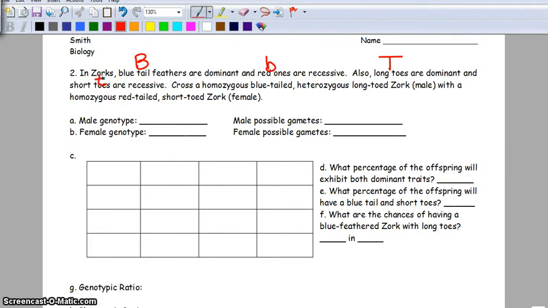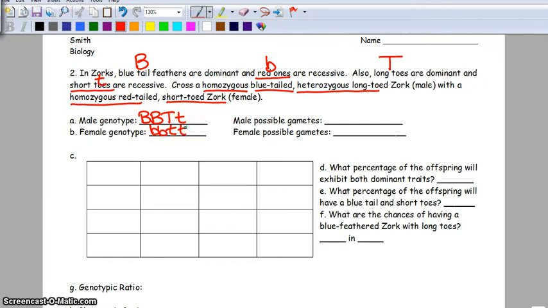All right, cross a homozygous blue-tailed, heterozygous long-toed zork. So homozygous means both alleles will be the same. Blue we know is dominant, so we're going to have a big B, big B. Heterozygous, we know, is going to be one of each. We're crossing that zork with a female zork who is homozygous red-tailed. So homozygous means they'll both be the same. Red we know is recessive, so we're going to get a little b, little b, and a short-toed zork. Short toes we know are recessive, so she's going to be little t, little t.